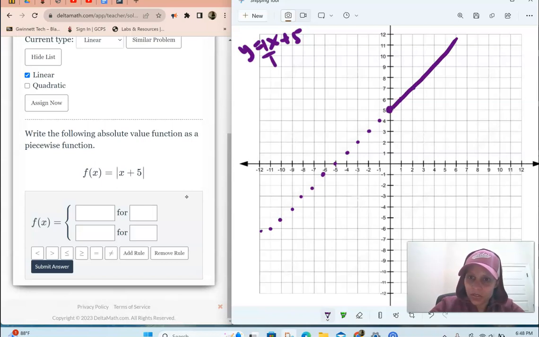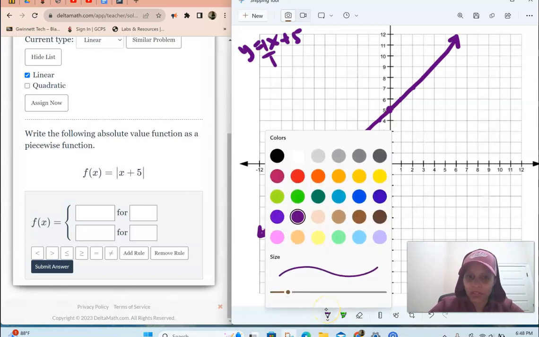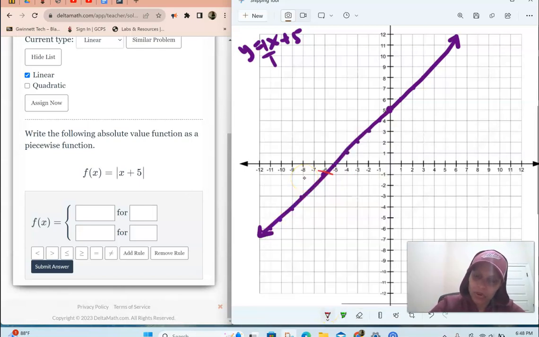Okay, and this is not as straight as could be, but I'm going to give it my best shot. Now, that's the line y equals x plus 5, but we know what the absolute value function does. It takes the negative portion of it and reflects it over the x-axis. So this point is going to be this point, or it's going to be this line, right? So this is the absolute value.